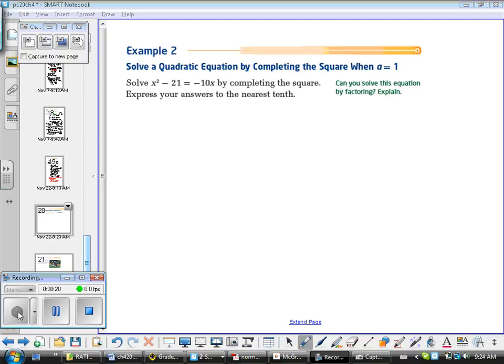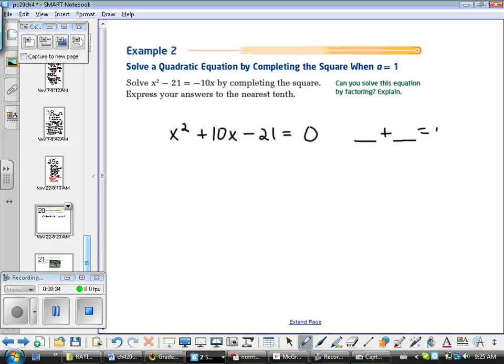And first of all, it asks us, can you solve this equation by factoring? And if we wanted to try to solve it by factoring, we would just add 10x to both sides, and see if we could find two numbers that add to give us 10 and multiply to give us negative 21. Okay, now negative 21 doesn't have that many factors. There's 1 and 21, 1 and negative 21, or negative 1 and 21, and then there's 3 and negative 7, or negative 3 and 7. And so there are no numbers that could go in there. Okay, so we can't solve this one by factoring.